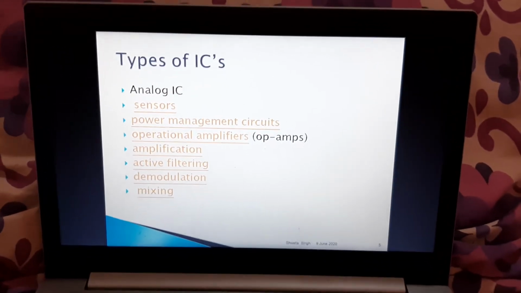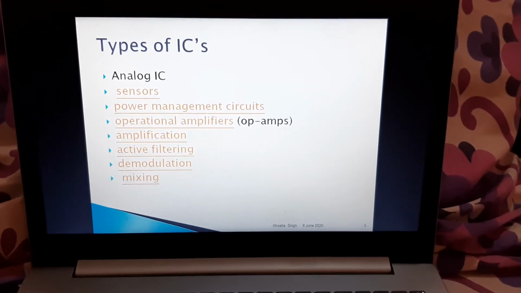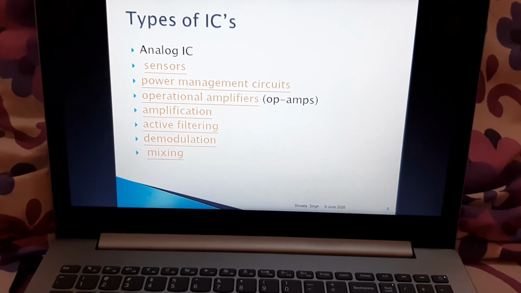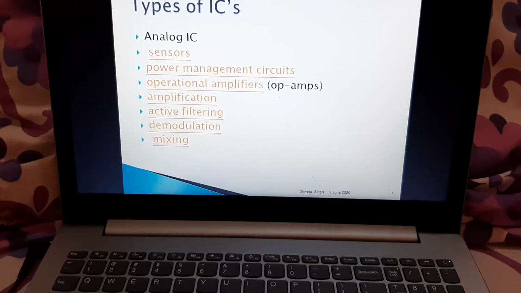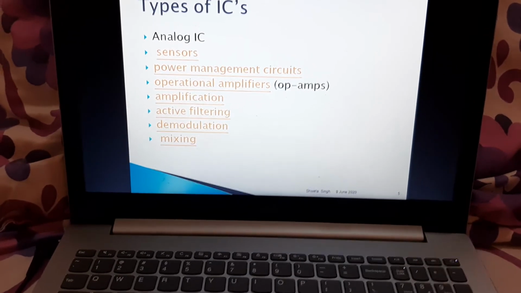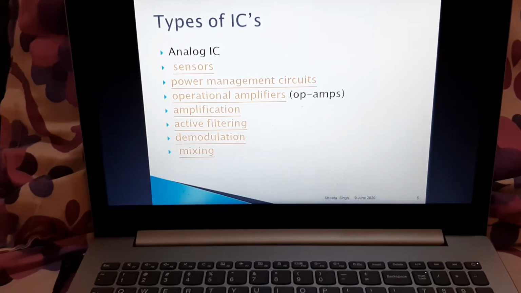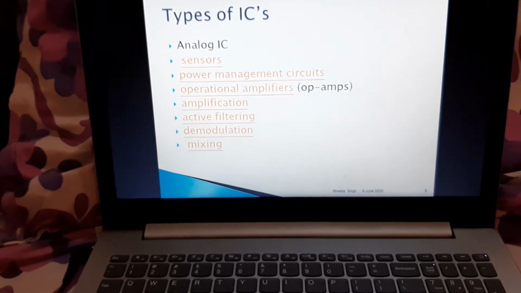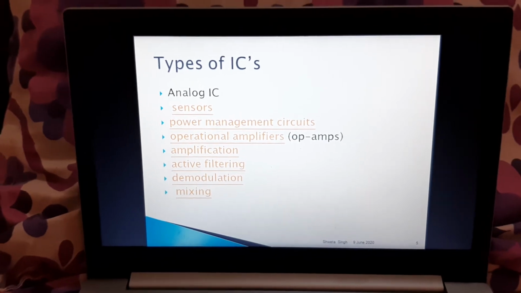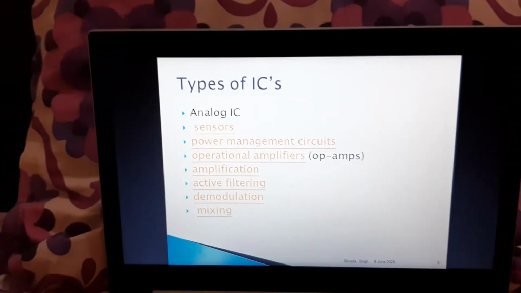Analog ICs are those in which the input signal is analog and the output signal is also an analog signal. Examples of analog ICs are sensors, power management circuits, operational amplifiers, amplification, active filtering, demodulation and mixing. All these ICs are represented by their number. For example, operational amplifier is 741 and operational amplifier 723. Okay.